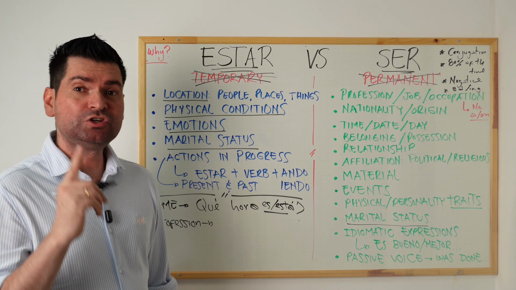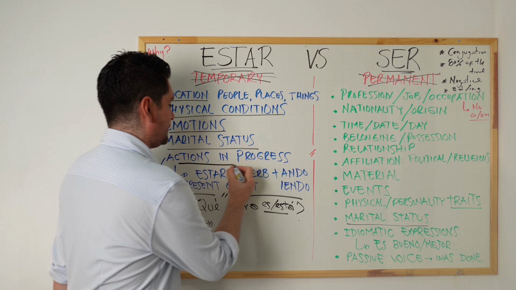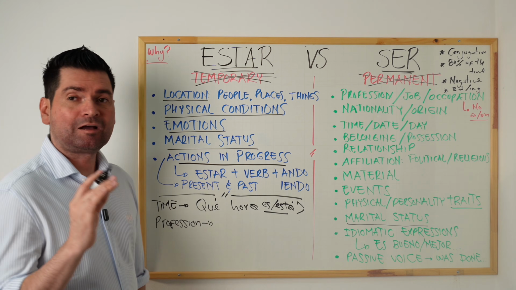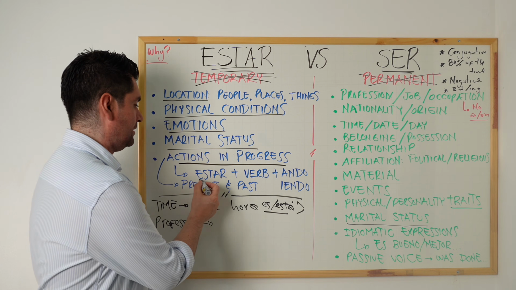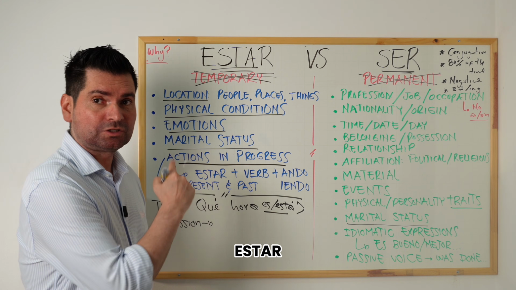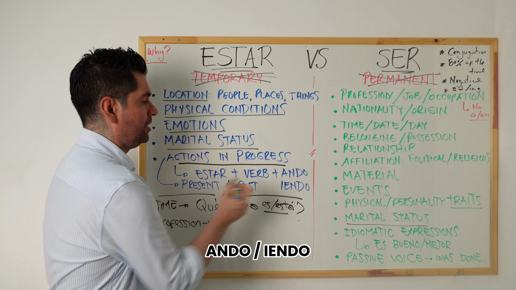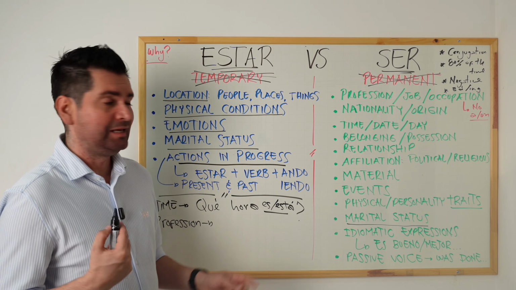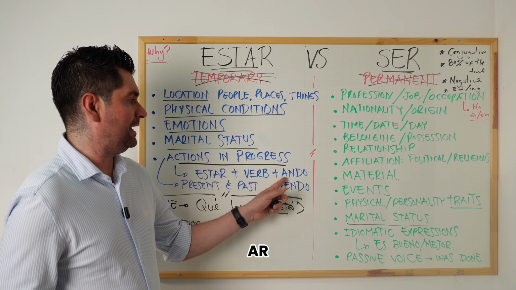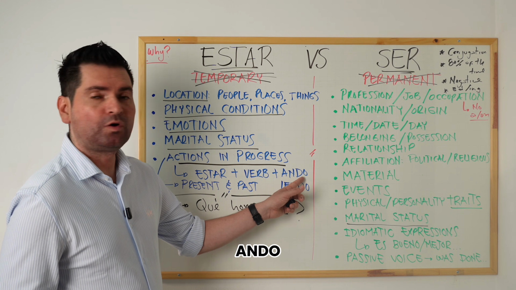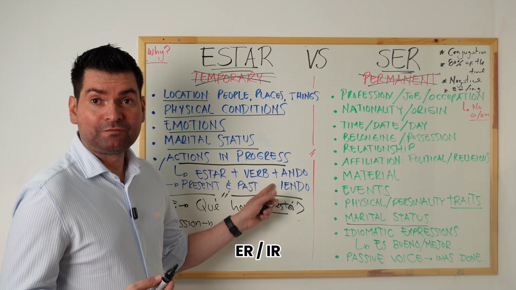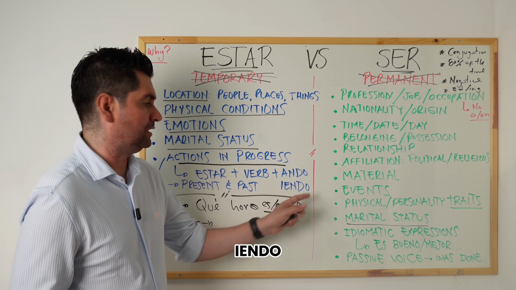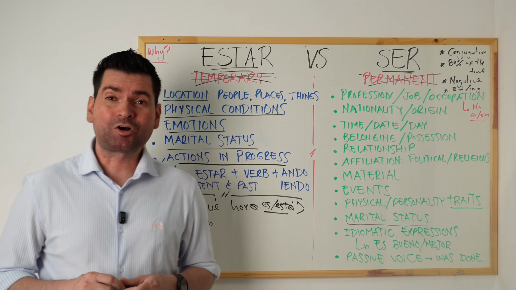Let's continue. We also use estar for actions in progress. This is a very important use. The construction for actions in progress is the verb estar. We already practiced the conjugation. Plus a verb, plus the endings ando or yendo. Remember, if the infinitive verb ends in AR, the gerund form is going to be ando. If the verb ends in ER or IR, the gerund form is going to be yendo.